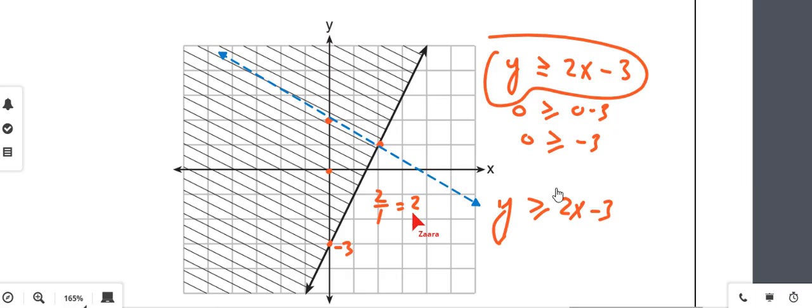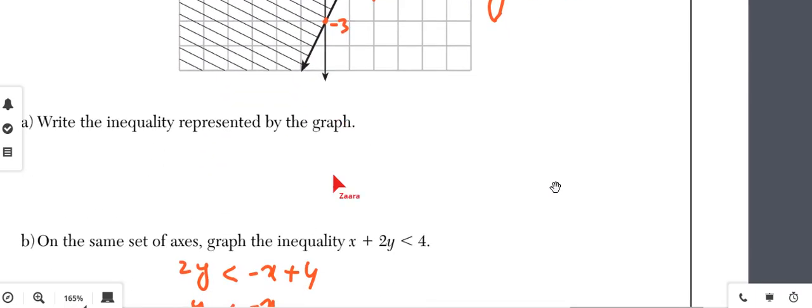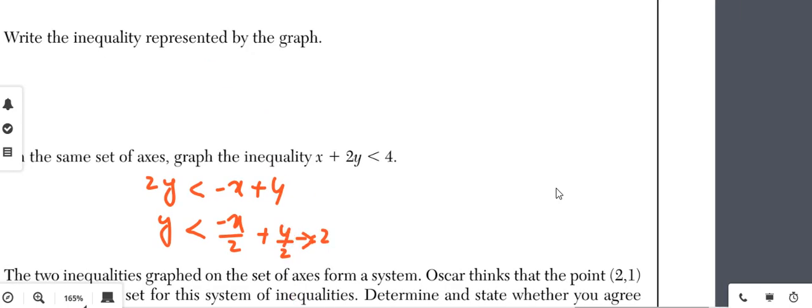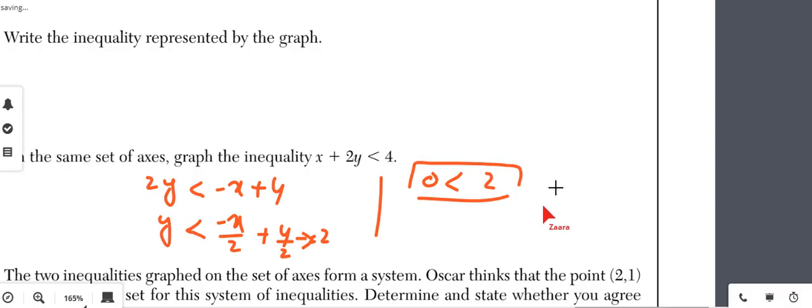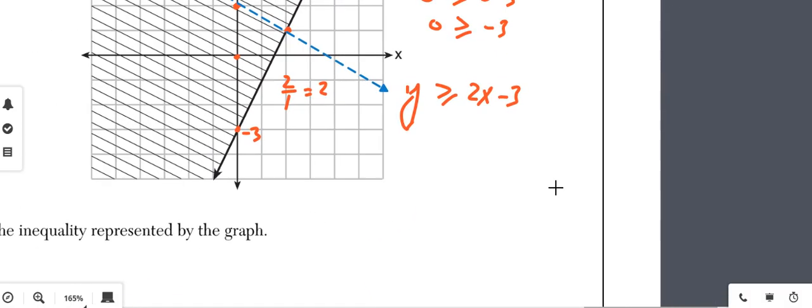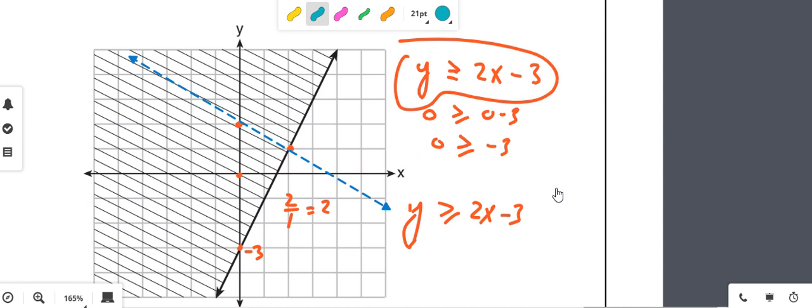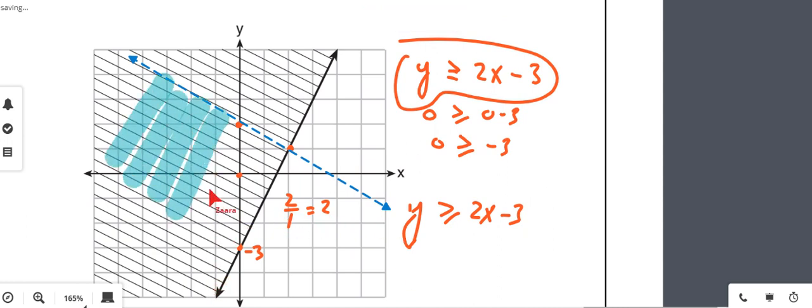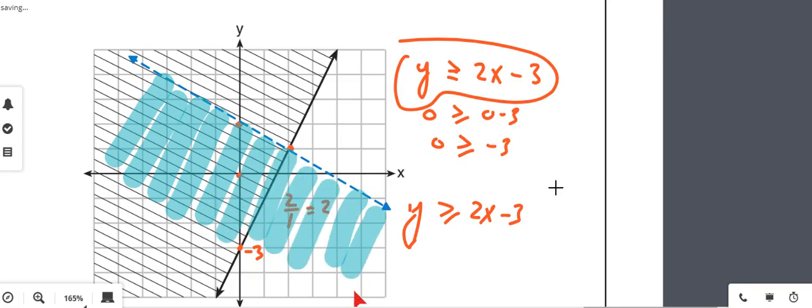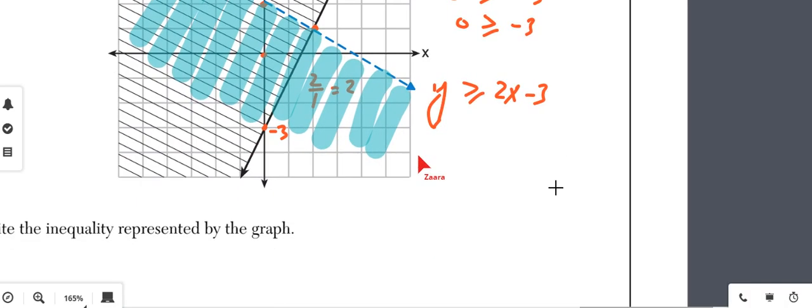Is it clear? If this is clear, then I have to take the test point now. It is not passing through the origin, so I can take the origin as my test point. So 0 is less than 2, and it is true. So the shaded region for this inequality would be towards the origin. All this region is included, and if we take the system of linear inequalities, that would be our solution for the system.